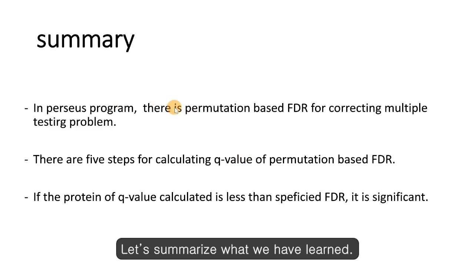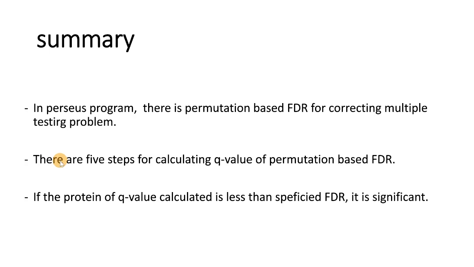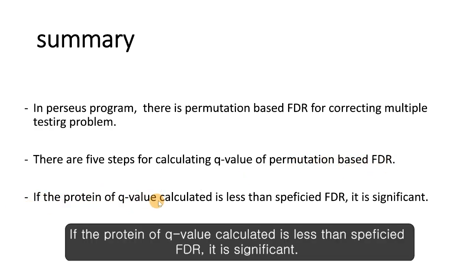Let's summarize what we have learned. In the Perseus program, there is permutation-based FDR for correcting the multiple testing problem. There are 5 steps for calculating Q values of permutation-based FDR. If the Q value calculated for a protein is less than the specified FDR, it is significant.